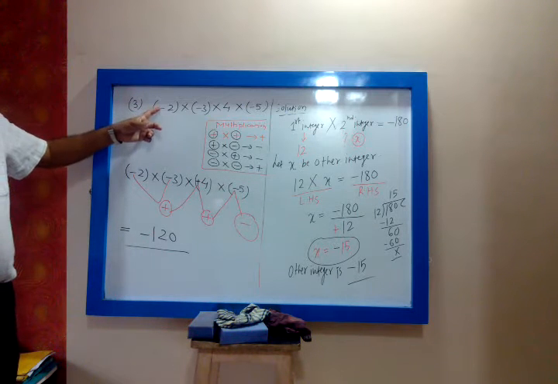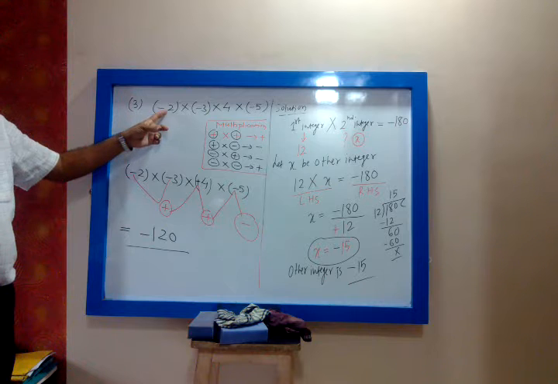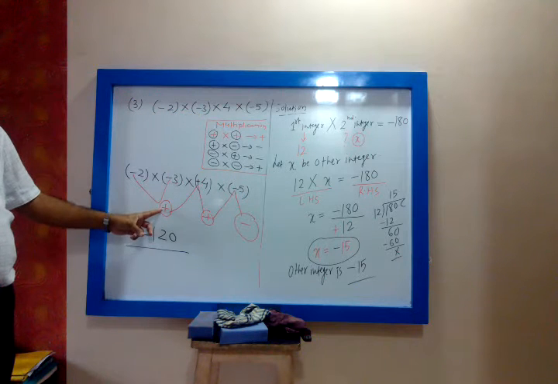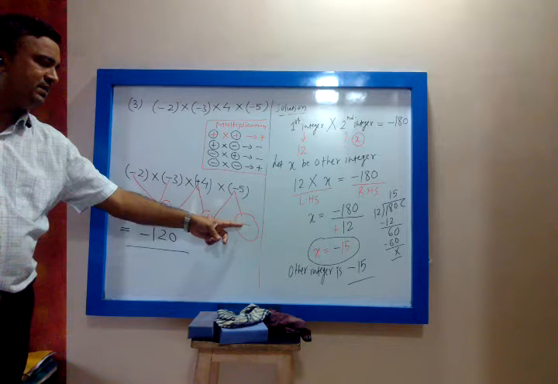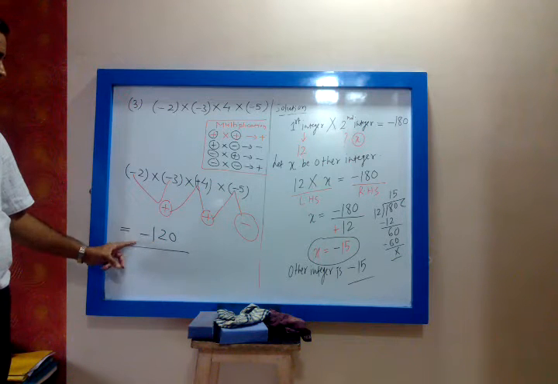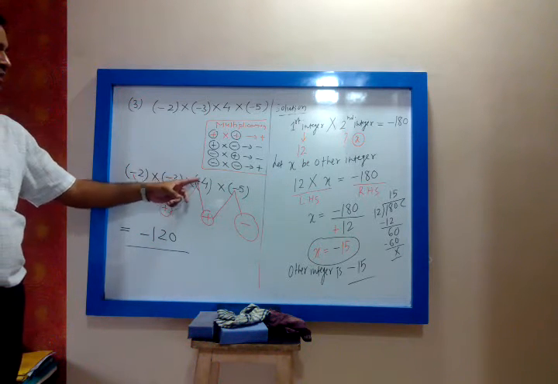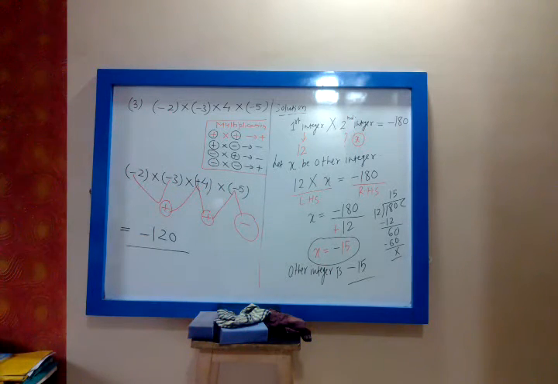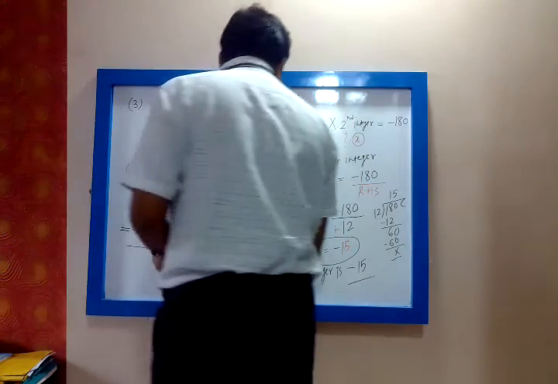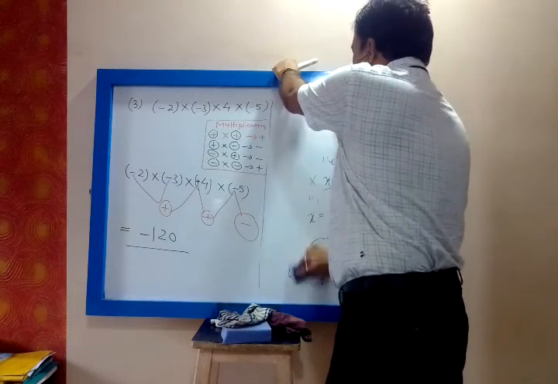So whenever you have to multiply integers, first I will multiply the signs. Minus into minus, plus. Plus into plus, plus. Plus into minus, minus. So final sign will be minus. Then multiply the number. 2 3s are 6, 6 4s are 24, 24 5s are 120. Okay? So in this way we will do this.